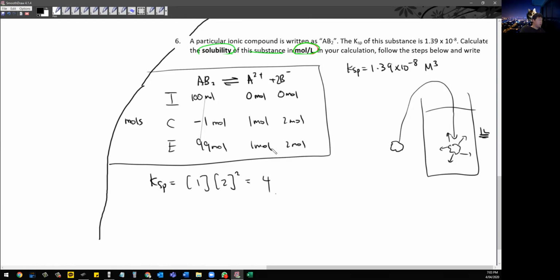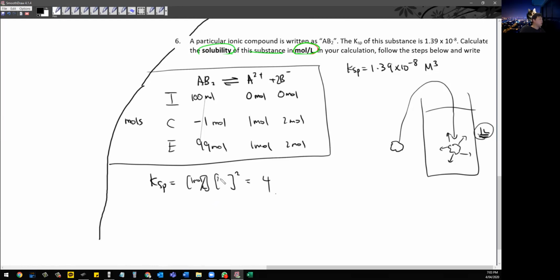However, you've got to be careful. You see how this is mole and mole? This is not mole per liter, right? But because we assume that this is 1 liter, you can just change the concentration of the A2+. It'll be 1 mole per liter, right? You can only put concentration in here.